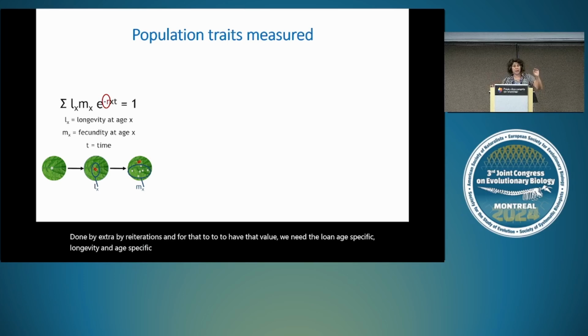So for that we had one egg on a leaf. We let it develop until adulthood. That gives us the age-specific longevity. And then we let that female lay eggs during many days, and we measured each day or each 2 days how many eggs it lays. So that gives us the intrinsic growth rate. Of course, we did this with many females, right? Not just one. And also many females per different lines.